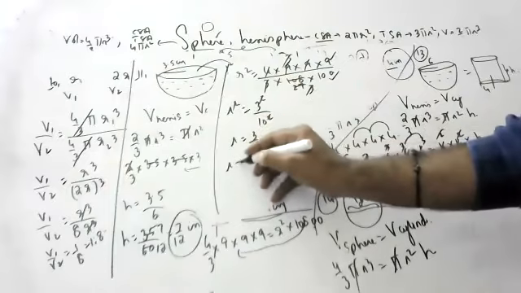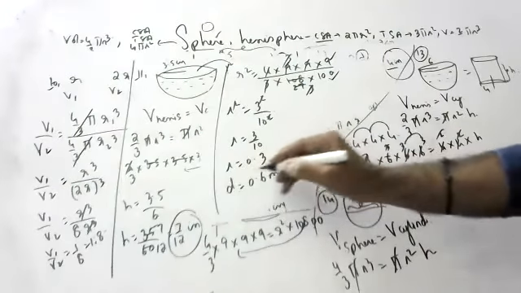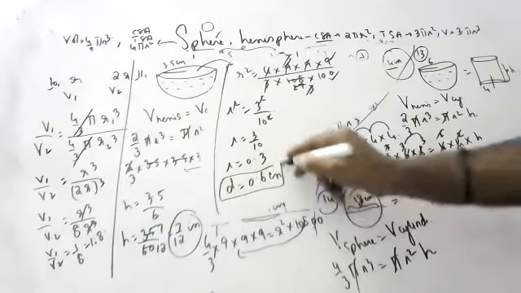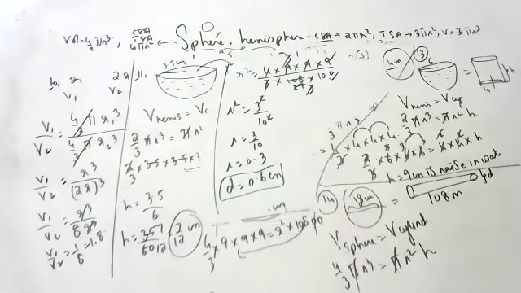0.3 means diameter is how much? 0.6 centimeters. That is the diameter of this wire. Yes, sir. Diameter of this wire is 0.6 centimeters. Like that you have to do it.